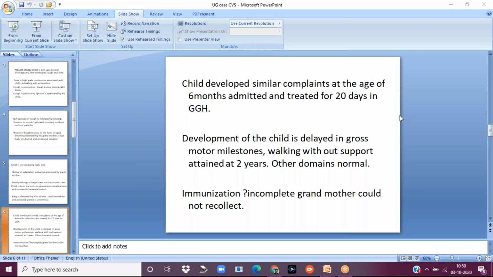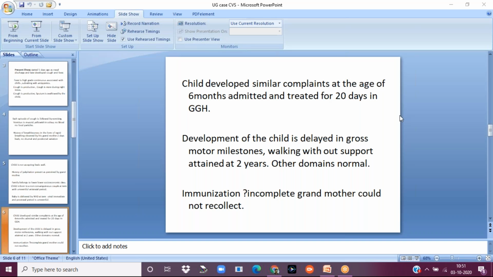Child developed similar complaints at the age of 6 months, admitted and treated for 20 days in GGH. Development of the child is delayed in gross motor milestones, walking without support attained at 2 years, other domains normal, immunization incomplete, grandmother could not recollect. So what is your impression with this slide? What did your grandmother give to you?